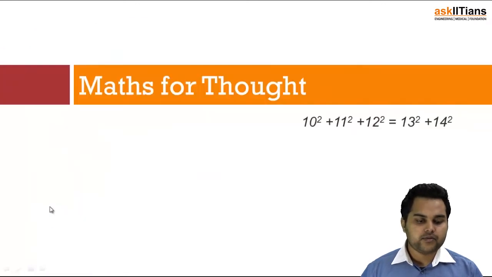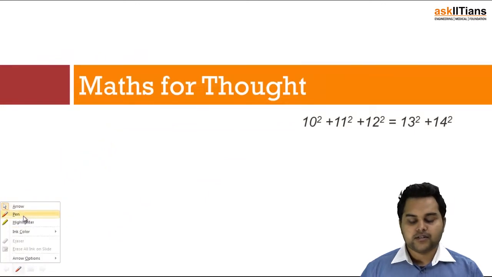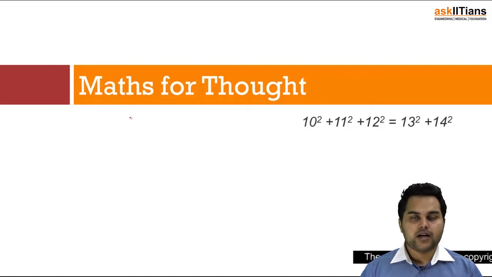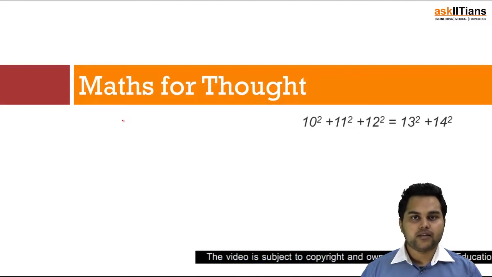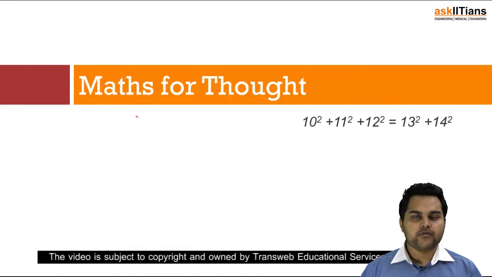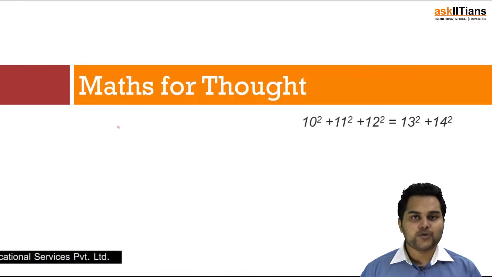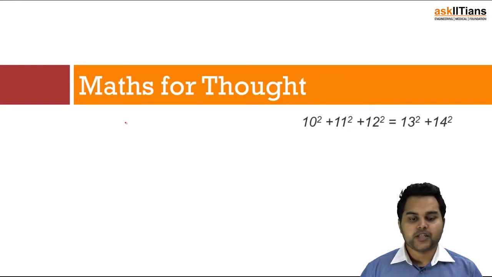Now let's have another fun fact, that is 10 square plus 11 square plus 12 square is equal to 13 square plus 14 square. That's a very rare combination, that 5 consecutive numbers are arranged in such a manner that the sum of the squares of the first 3 numbers is equal to the sum of squares of the last 2 numbers. We have heard of Pythagoras theorem.